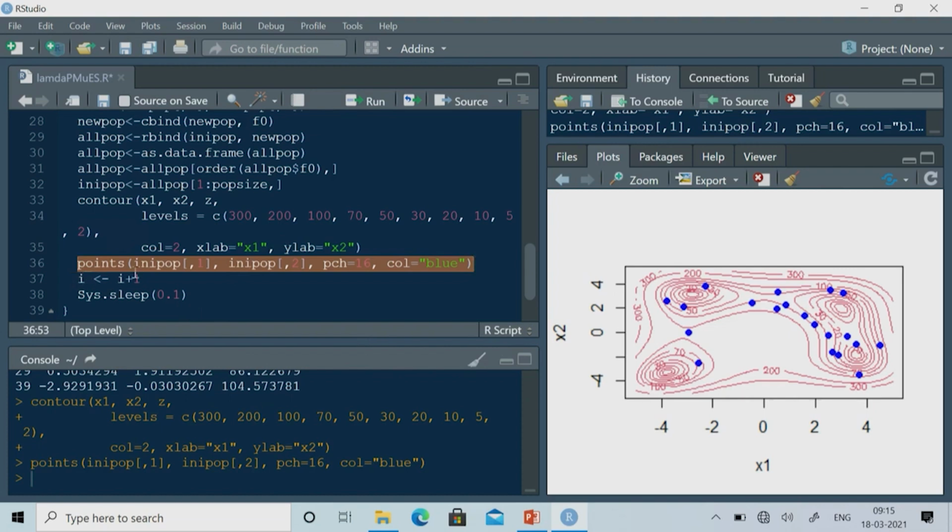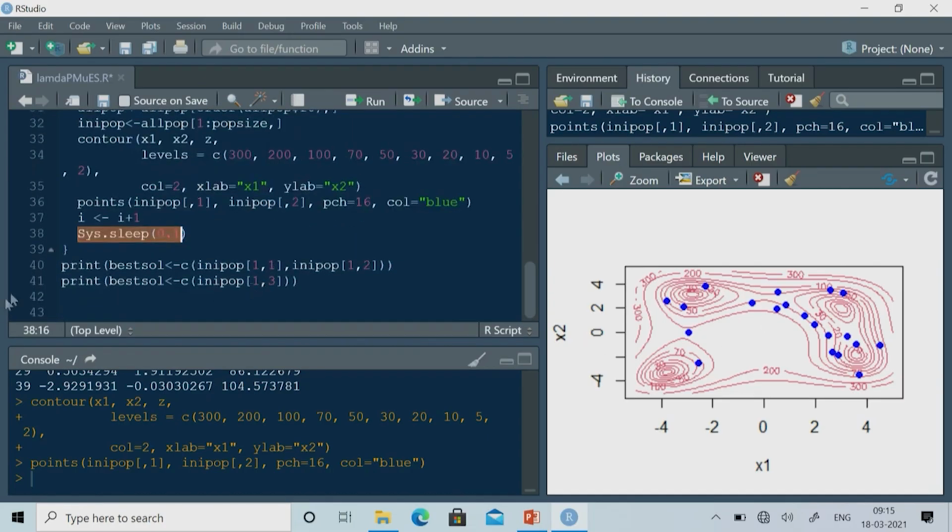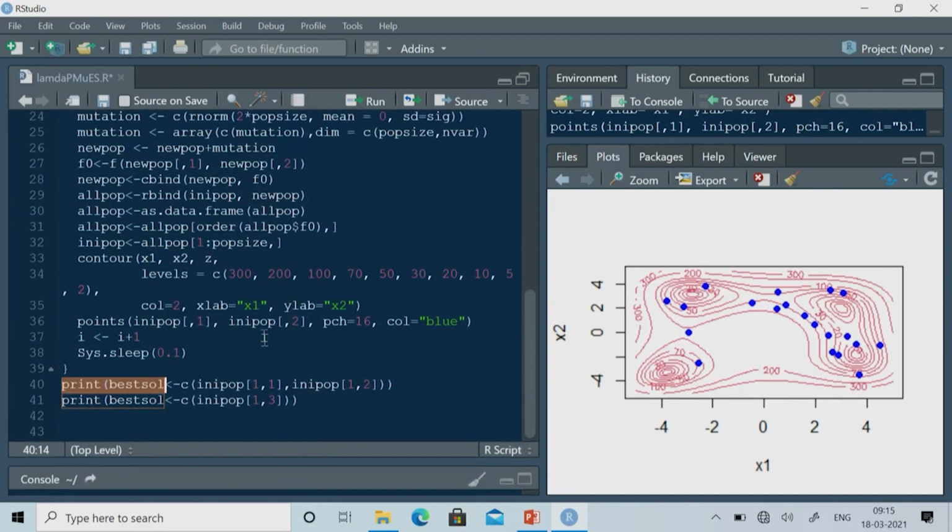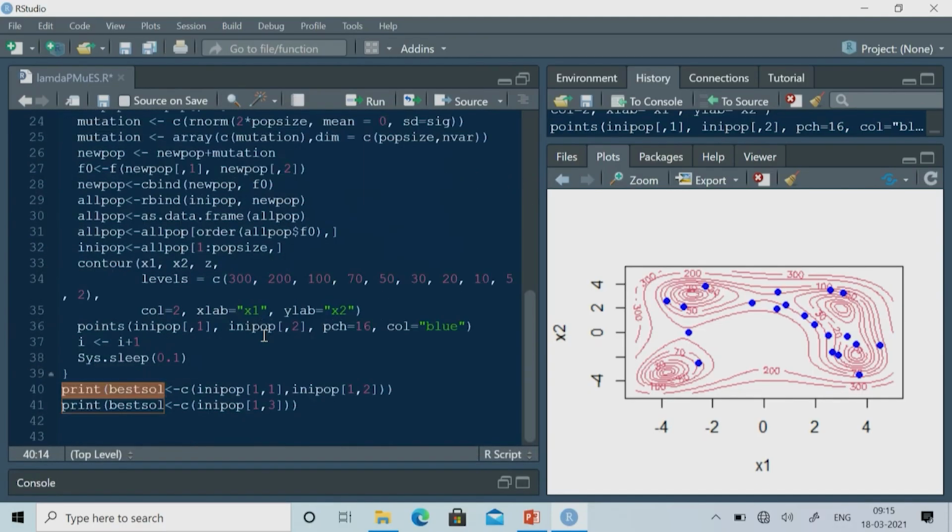I have completed one iteration, then it will go to the next iteration, and the system will sleep in order to show the animation. It will sleep for 0.1, and this will continue, and finally I can display the best solution and also its function value. This is the program. You can see it is not a very long program, only a few lines.